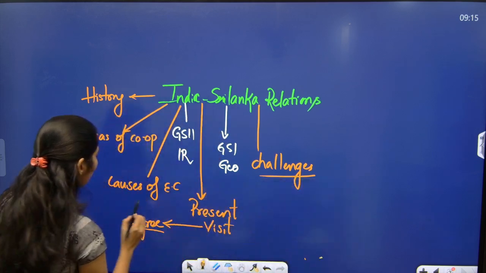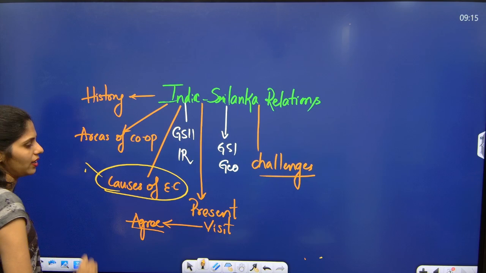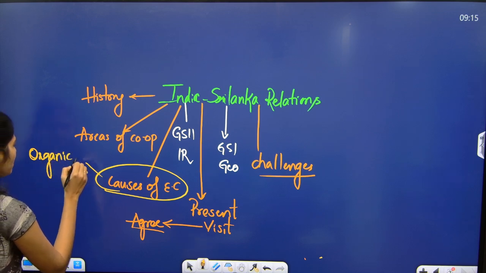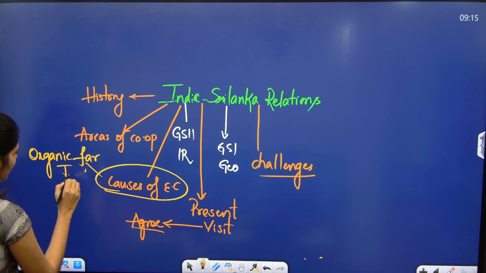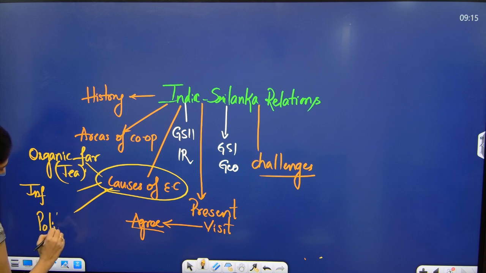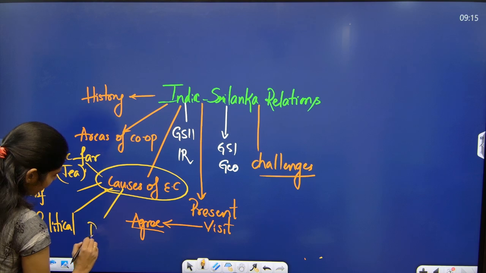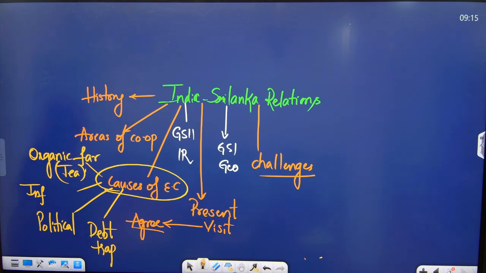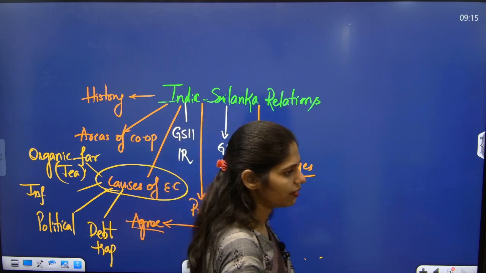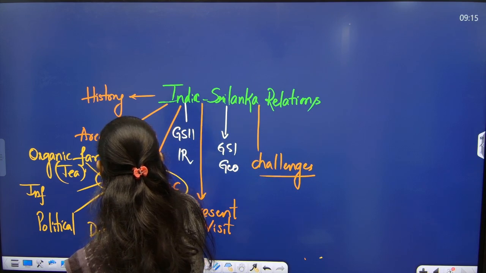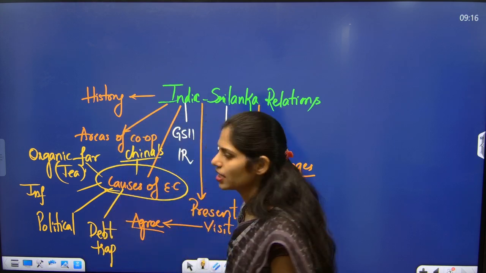So first of all, tell me what are the causes of the recent economic crisis of Sri Lanka? Yes, they went for complete organic farming, in which crops? Tea. Okay, next, organic farming in tea. Next, inflation. Next, political instability. Okay, debt trap. Next, can I add a point: investment or invested projects of China is also one of the important causes. Okay. Yeah, China's infrastructure development projects.